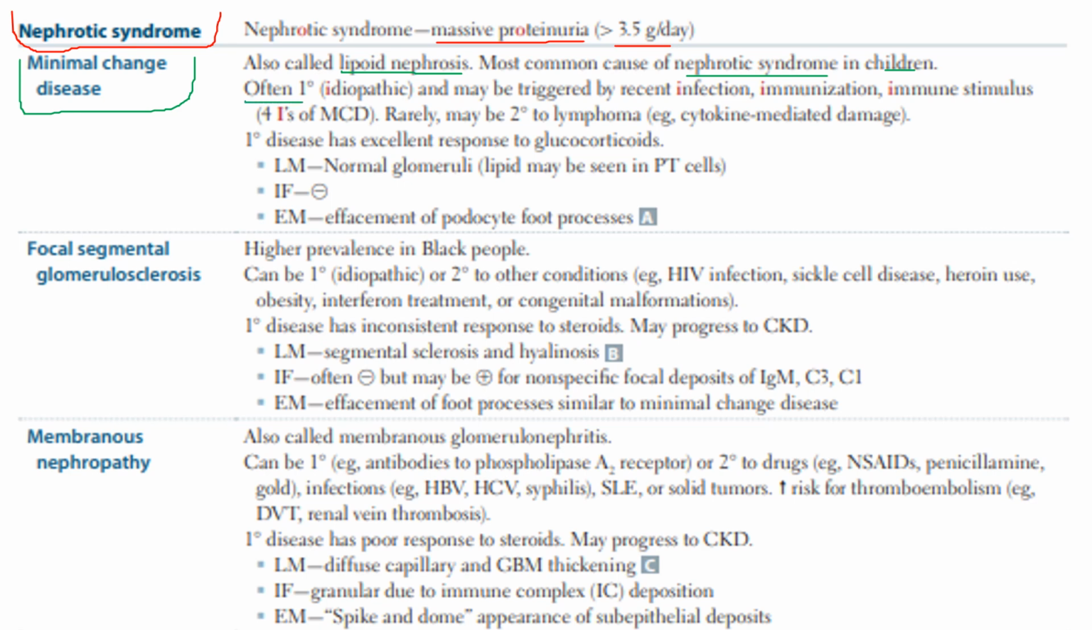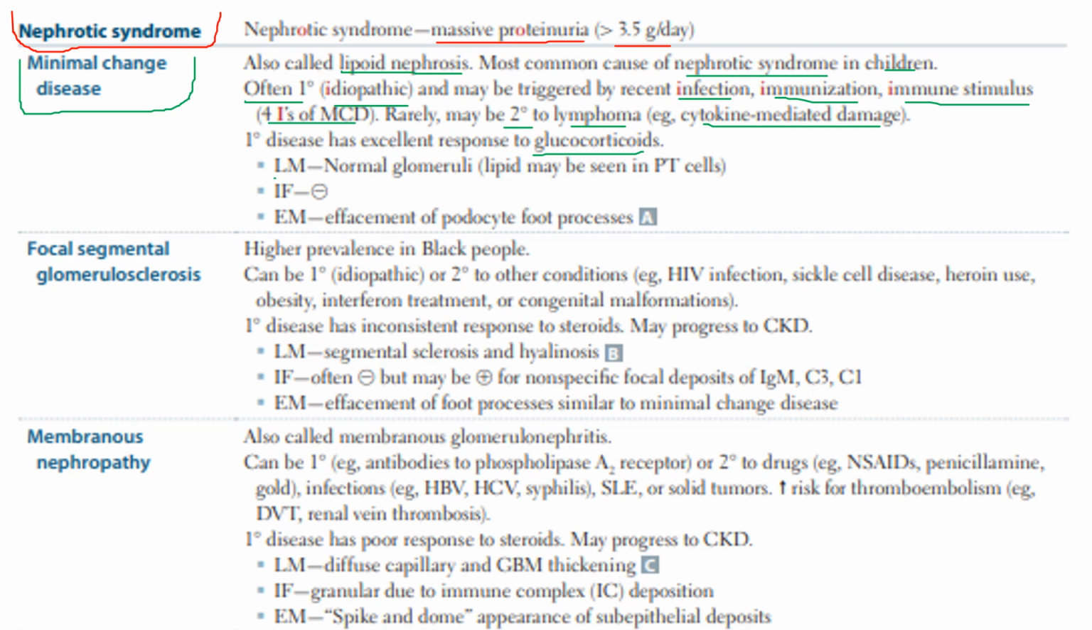often primarily idiopathic, also may be triggered by infection, immunization, and immune status, which we can remember by the 4 I's of MCD. 4 I's, which are idiopathic, immune, infection, immunization, immune status. Rarely, it may be secondary to lymphoma. Example: cytokine-mediated damage. Primary disease has excellent response to glucocorticoids.